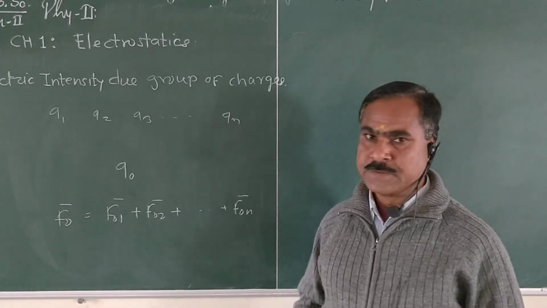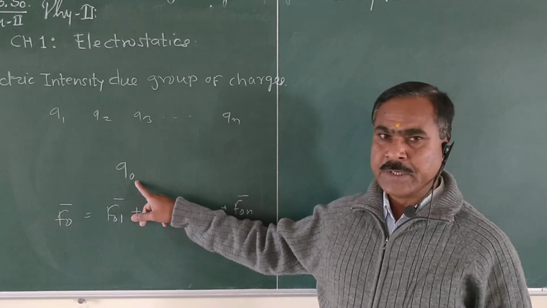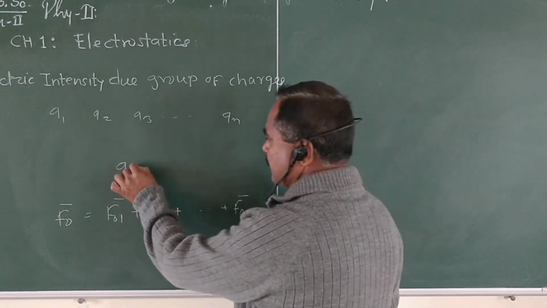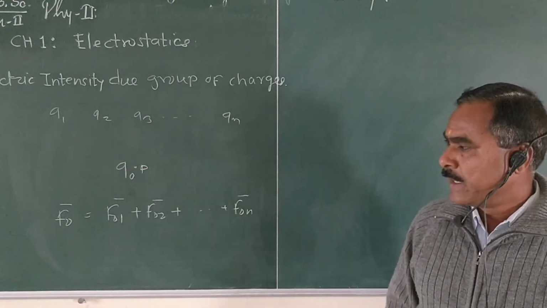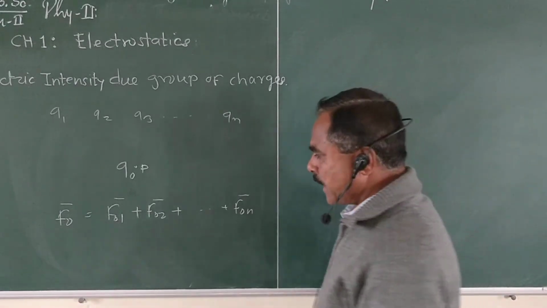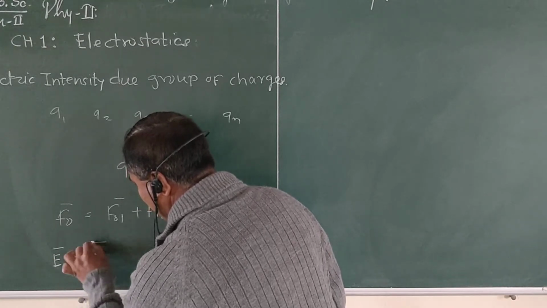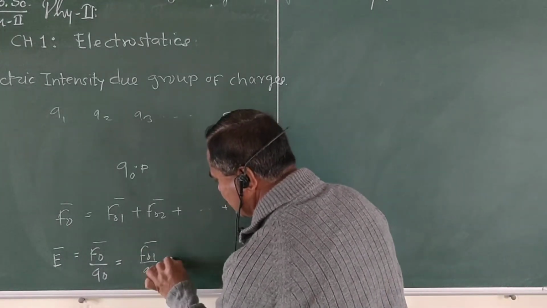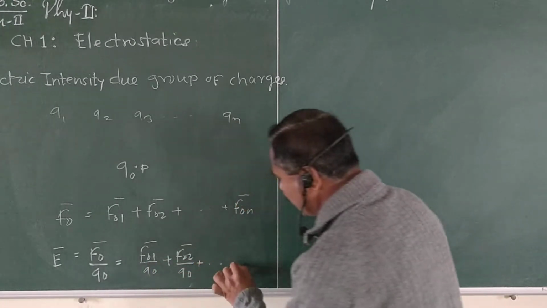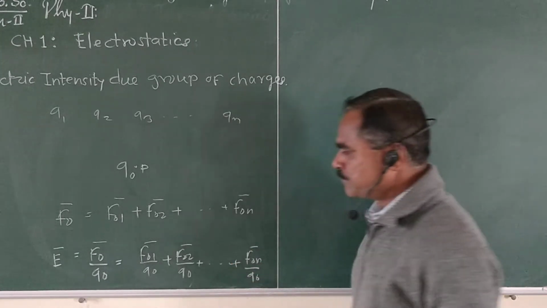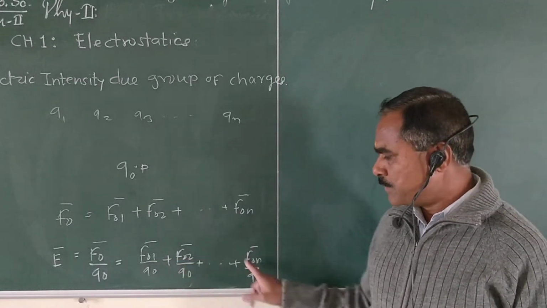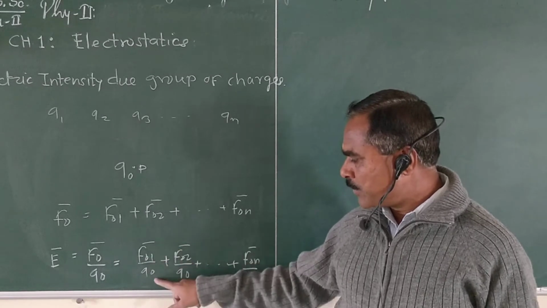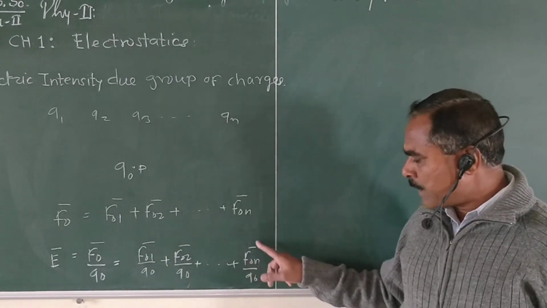So from this force we can write the electric intensity at the point where we consider this Q naught as a charge placed, say, at point P. Therefore, electric intensity E bar equal to F naught bar upon Q naught, that is equal to F naught 1 bar upon Q naught plus F naught 2 bar upon Q naught plus up to F naught n bar upon Q naught.